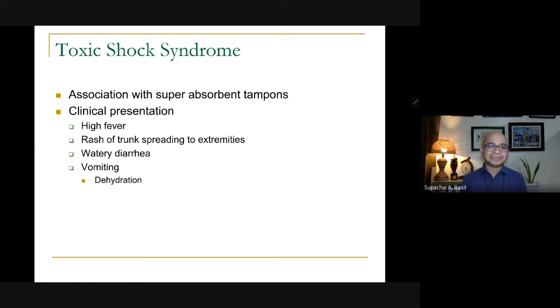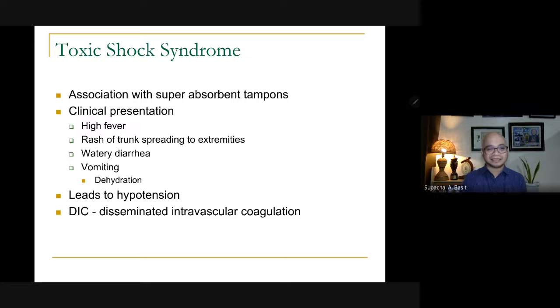Then rashes will start from the trunk, and then spread to the extremities. And then watery diarrhea, then there would be vomiting, which can result in dehydration. The reason why we call it shock is because of the extreme decrease in blood pressure, and it may lead to hypotension. That's the reason why we call it shock.